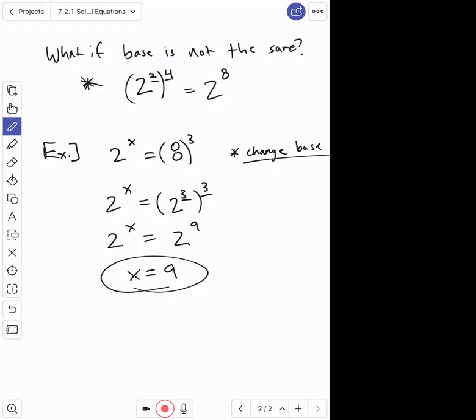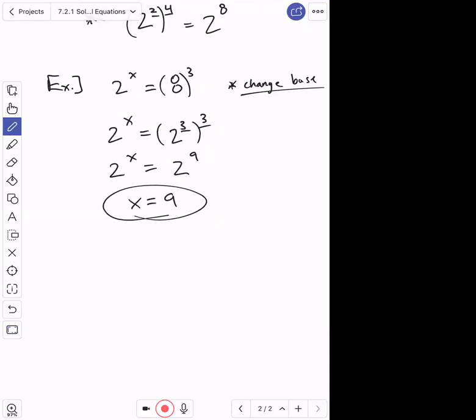Okay. We'll do another example like this. So if we have 9 to the power of 2x minus 1, let's say that is equal to 3 to the power of 6x. As the bases aren't the same here, what side should we change the base on?